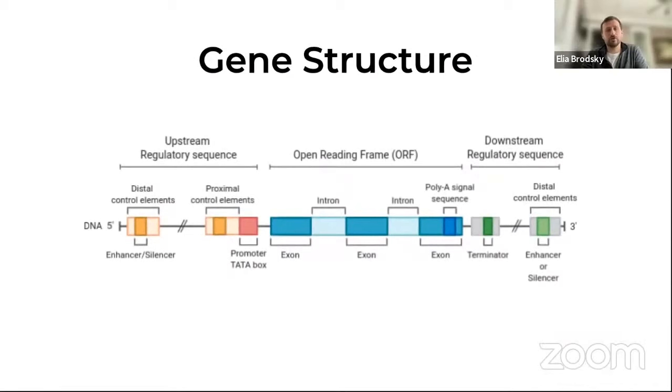A gene is also organized in a very specific way. They're not just sequences of nucleotides. They have upstream and downstream regulatory sequences that control transcription. Inside the gene sequence itself, there are codons and introns that undergo splicing before a gene is translated into a protein. And the length of these genes can vary significantly, because they have these introns that could be very long.